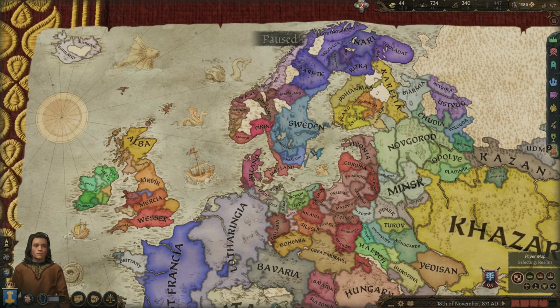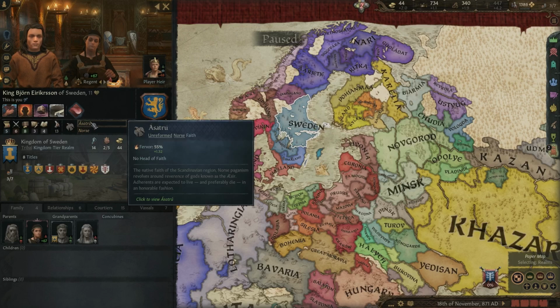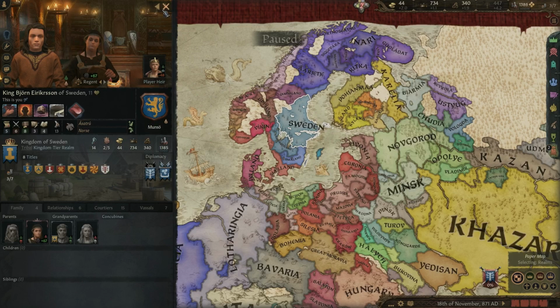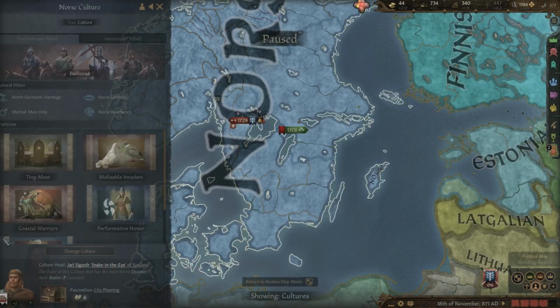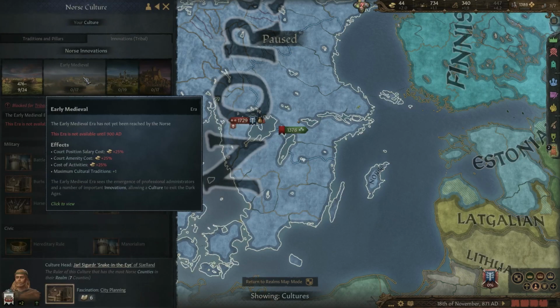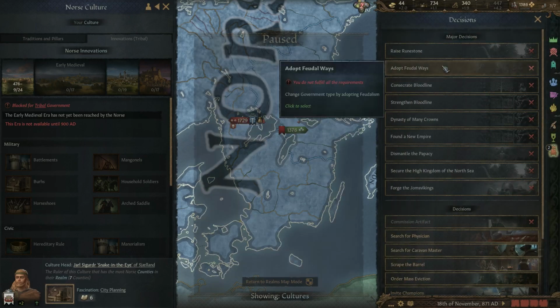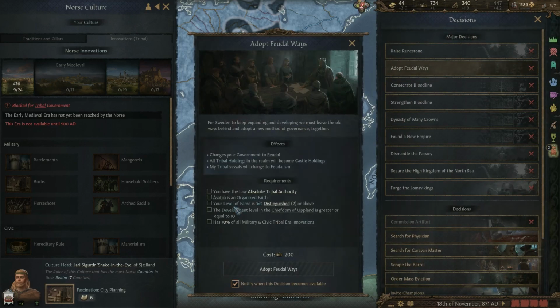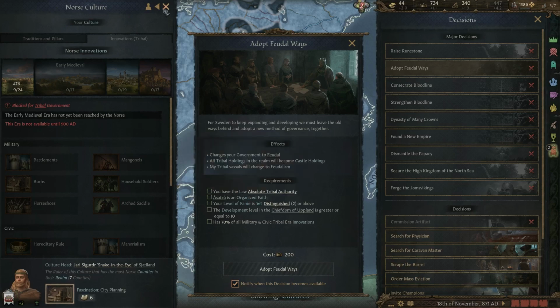If you are an unreformed Norse, it will give you certain disadvantages as well as advantages. For example, I can go raiding as a tribal unreformed. However, if I wanted to progress to the early medieval era and become a feudal government, I would have to adopt feudal ways, which in turn would mean I'd have to have an organized faith, which I could either reform to be organized, or I could convert to an organized faith like Christianity.